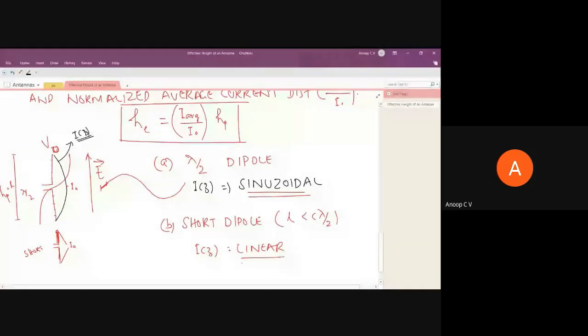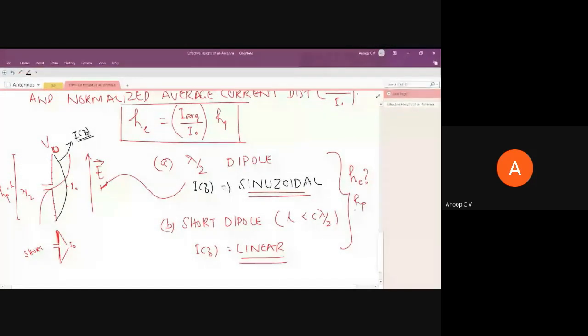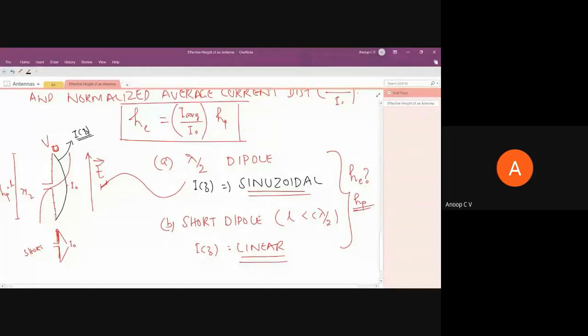In these two cases we want to find out the effective height, given that the physical height is hp. That is what we are going to do next. What we have done so far is we defined effective height in two ways. One is the ratio of voltage induced to the incident electric field, or else in terms of physical length, it is the product of normalized average current and physical height. I know you didn't understand anything, but after we solve this problem, you will get some clarity.